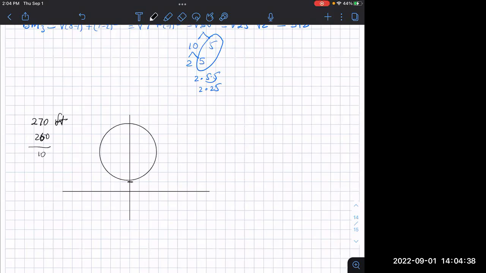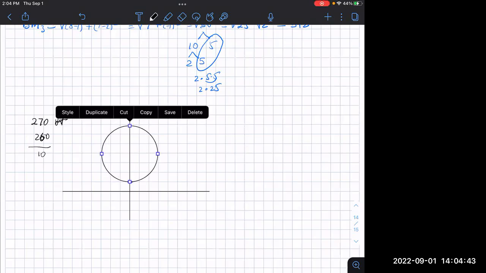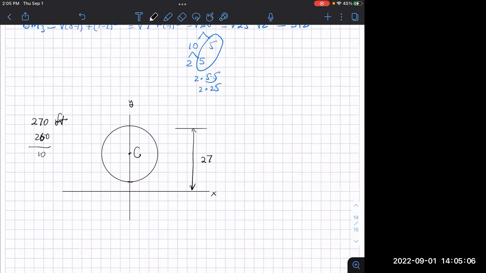No, you want to find the equation of the circle, basically, right? Well, it says find an equation for the wheel if the center is on the y-axis. So if this is the center, and this is the y-axis, from here to here is 270. From here to here is 260 feet. Then this is 10.